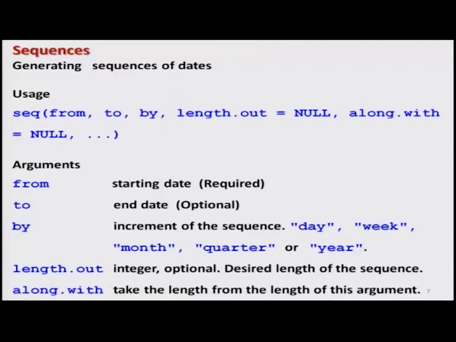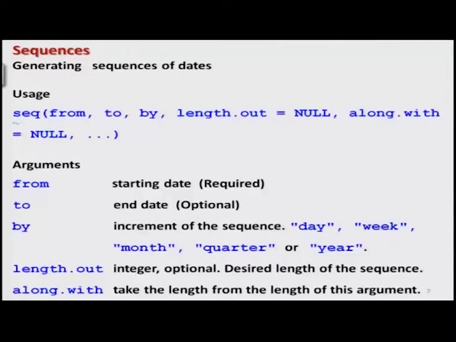Now, let us try to understand what the syntax is for generating a sequence of dates. It is more or less like the earlier one: I have to write down the syntax SEQ. The first value is going to be from, the second value is to, and the third value is by, which gives you the increment value, and then the same thing length out, along with whatever we have done earlier.